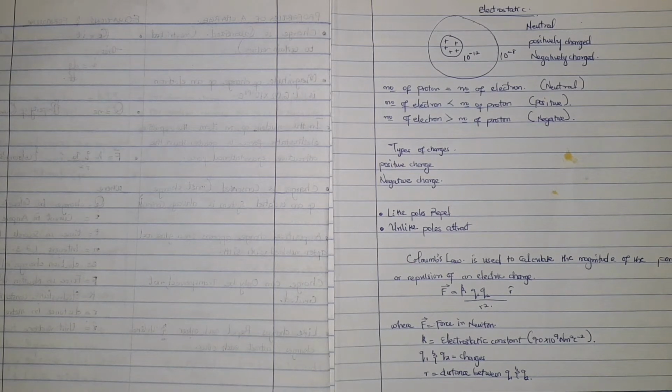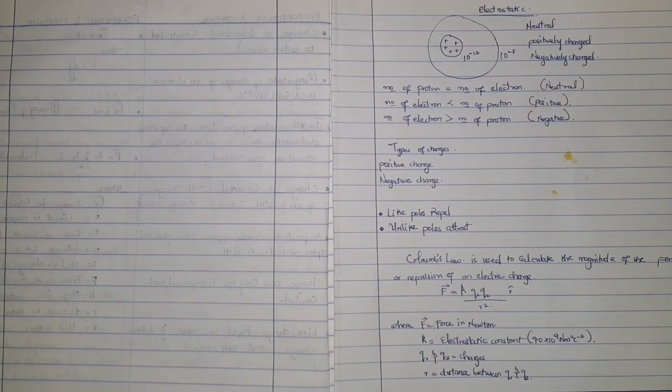So the force of repulsion and attraction can be calculated using Coulomb's law. Coulomb's law states that the force of attraction or repulsion between two charges is directly proportional to the product of their charges and inversely proportional to the square of their distance. The proportionality constant, which is the electrostatic constant, is given by 9.0 times 10 raised to the power 9 Newton meter square per Coulomb square.